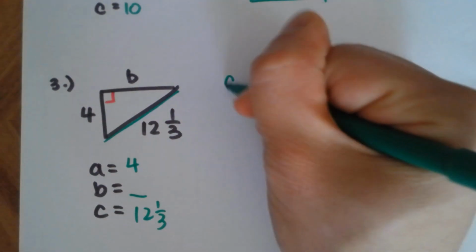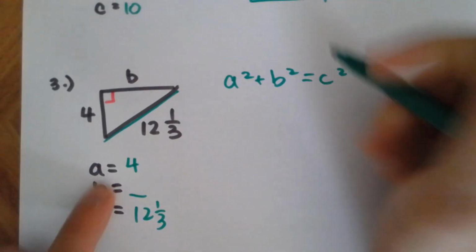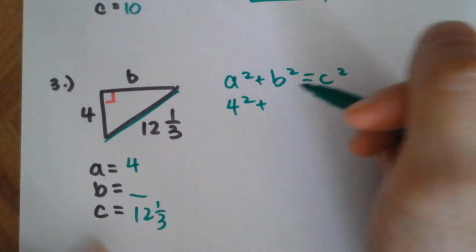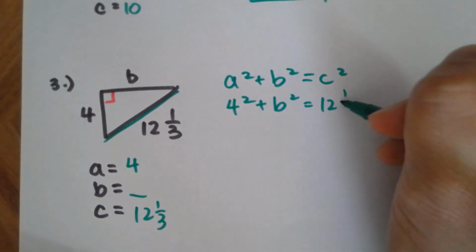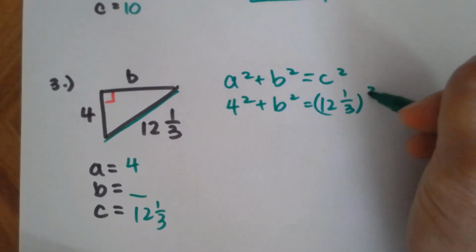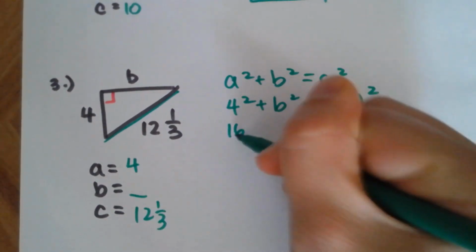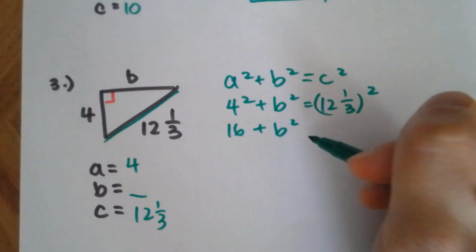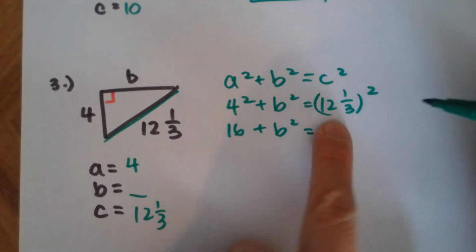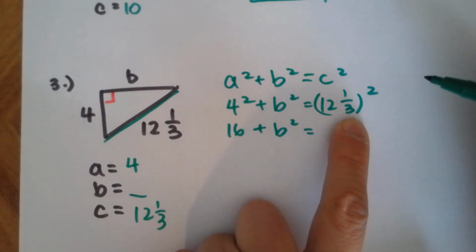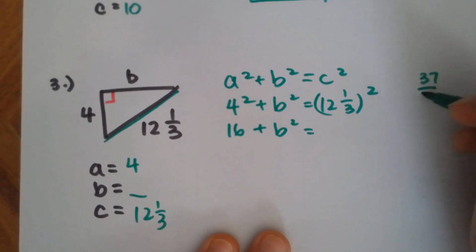Here we go. We're going to go A squared plus B squared is equal to C squared. I know my A, that's going to be 4 squared. My B, I don't know what that is, leave it as a variable. And then my C squared is 12 and 1/3 to the second power. So let's do what we know. 4 times 4 is 16. B squared is just B squared. And 12 and 1/3, we can change this into an improper fraction. So 12 times 3 is 36 plus 1, that's 37. So this is 37 over 3.